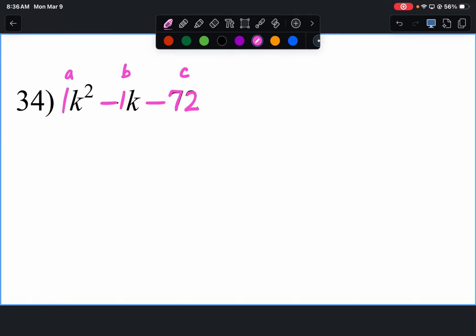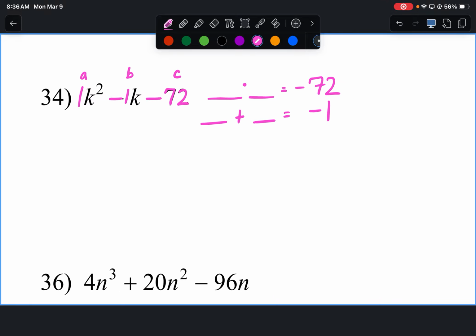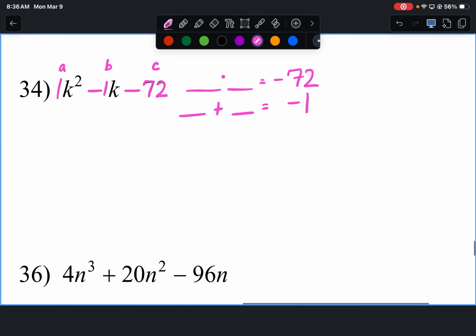Okay, so let's go ahead and figure out what multiplies to give us a times c. What is a times c here? And we have to figure out what adds to give us b. What is our b term? Okay, so we have to figure out what multiplies to give us 72. If you are not sure, remember, just find all your factors and figure out which one works.